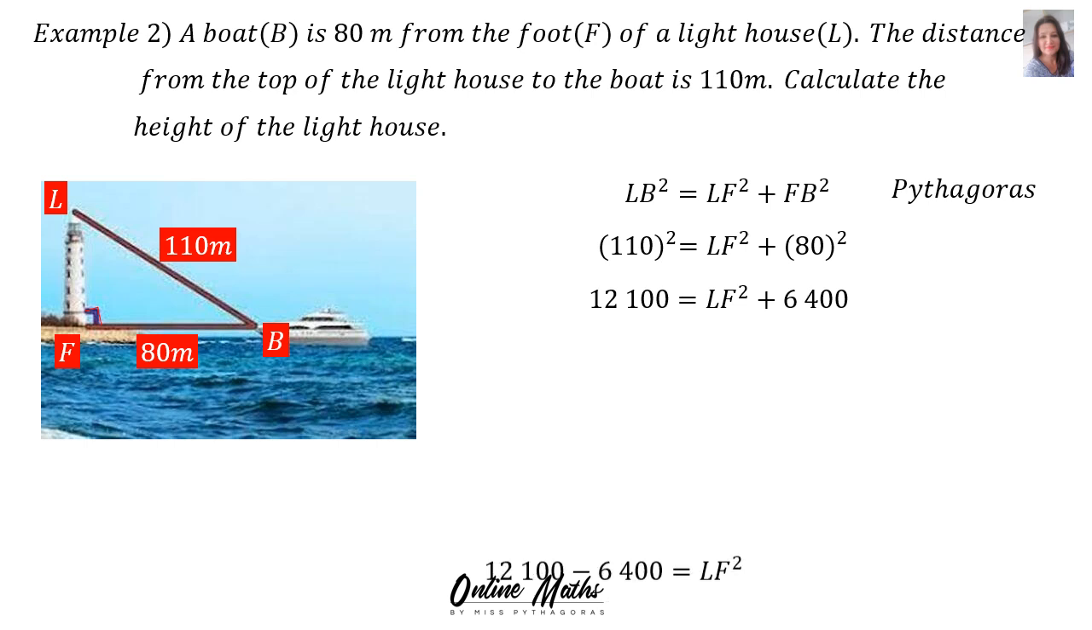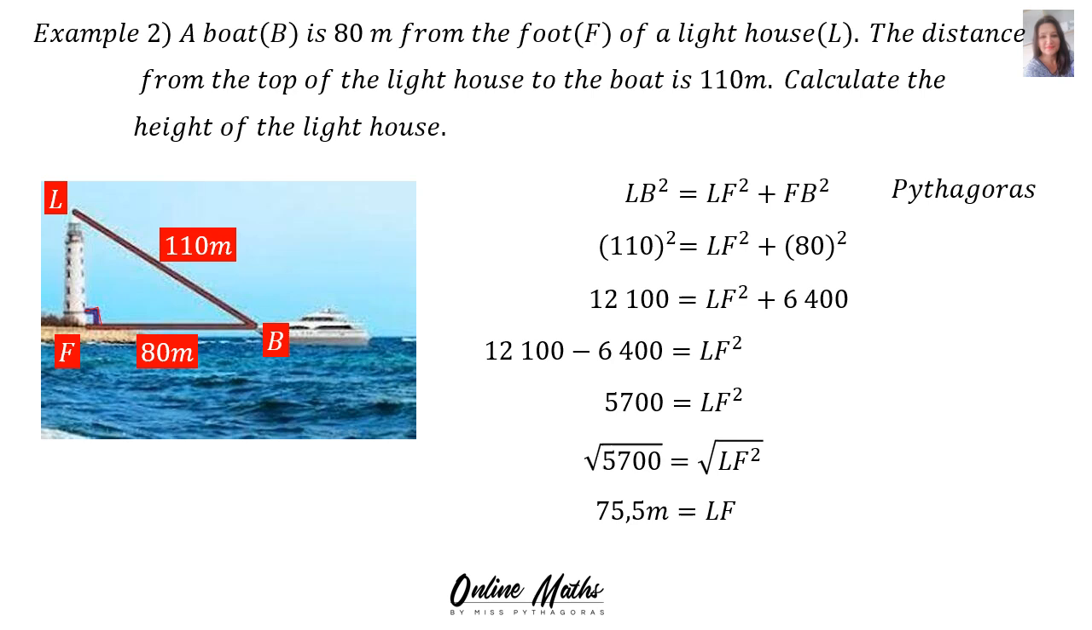Then let's let it walk across. 12,100 minus 6,400 is 5,700, equals LF squared. And then we want only LF, so we take the square root both sides, and LF's length, the height of the tower of the lighthouse, is 75,5 meters.